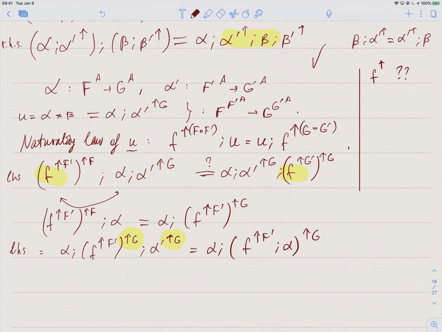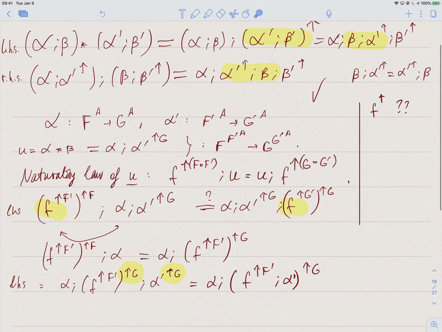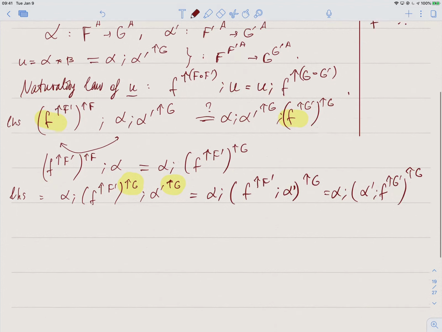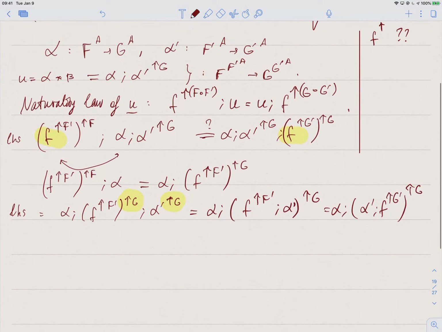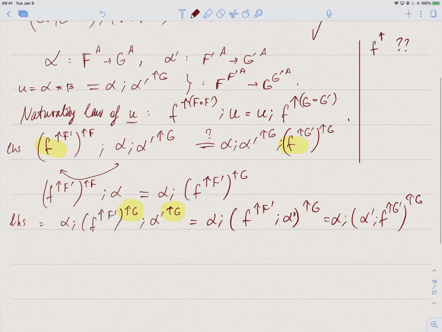So now this I can recognize as alpha prime, sorry, not alpha. Now here I can recognize alpha prime goes from f prime to g prime. So on the left it is f prime with the naturality law. So I can rewrite that as alpha prime and then f lifted to g prime lifted to g. Now I have moved f all the way to the right.